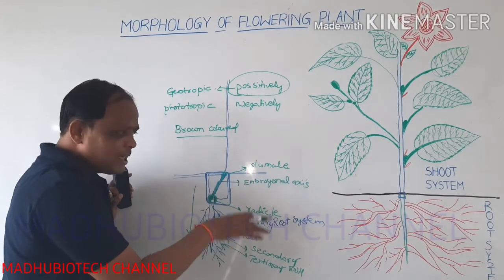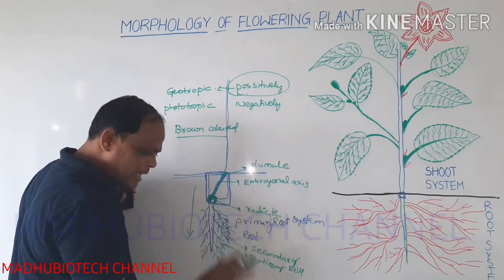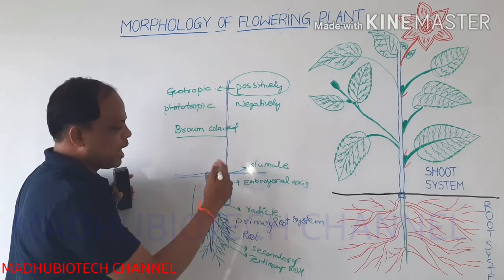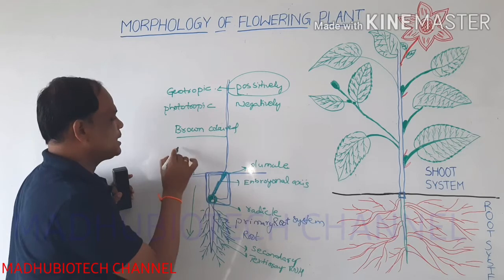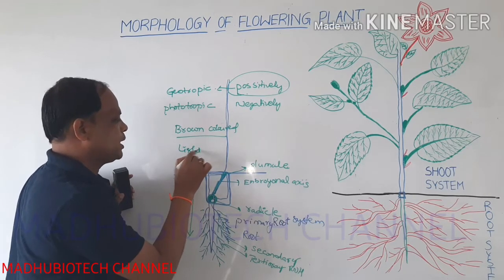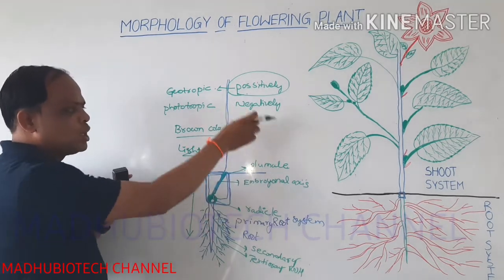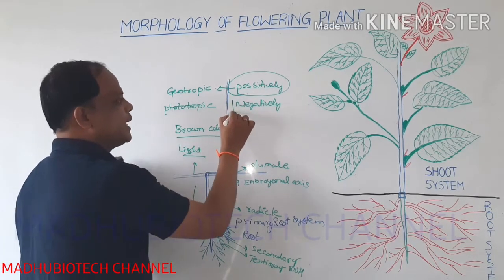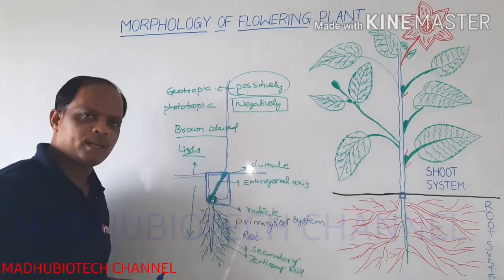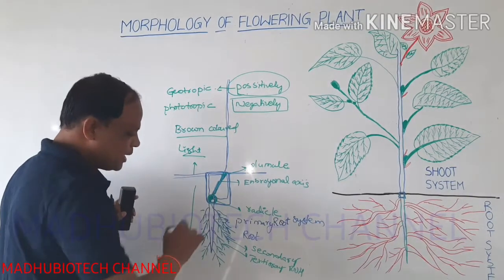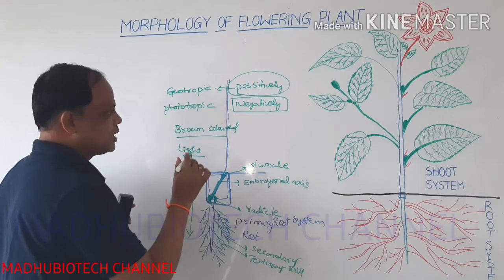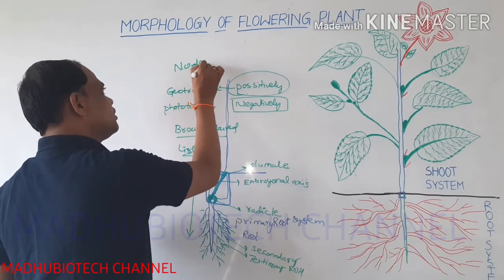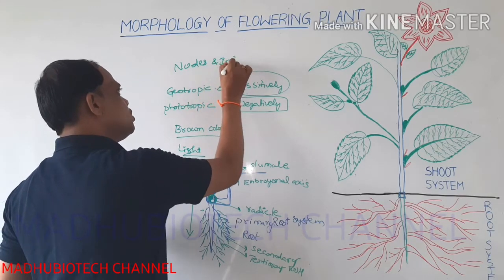Inside the soil there is no light, because light is present only outside, upward of the soil. So this is called negatively phototropic. And then the root system does not contain nodes and internodes.